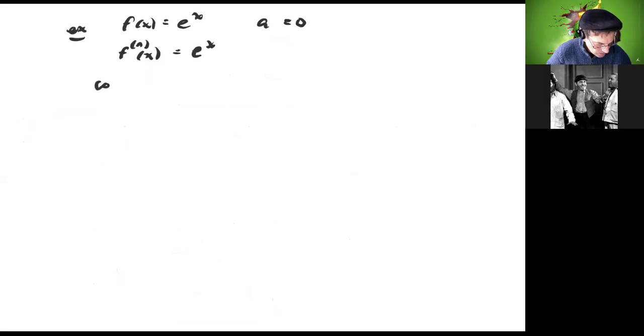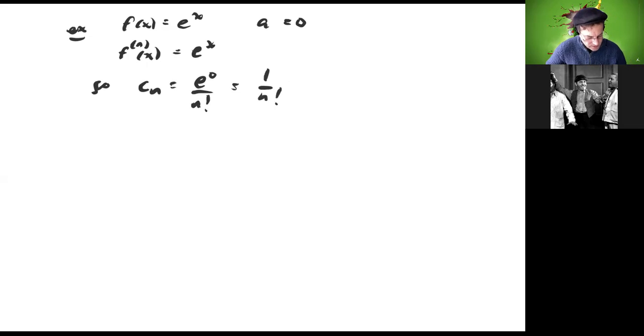So here's an example. Let's look at f of x equals e to the x. And let's take a equals 0 as where we're going to center our power series. So all the derivatives of e to the x are e to the x. So the nth derivative of f at x is e to the x. Therefore, c sub n is e to the 0 over n factorial, which is 1 over n factorial.